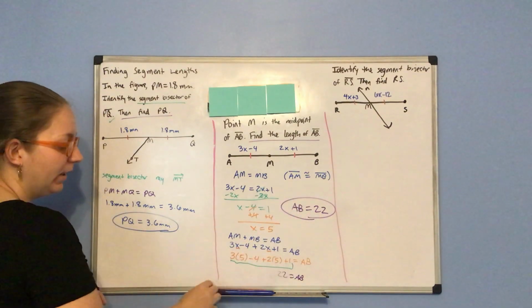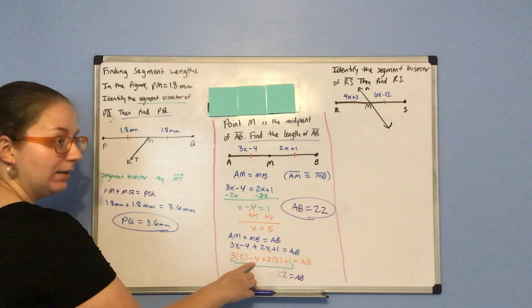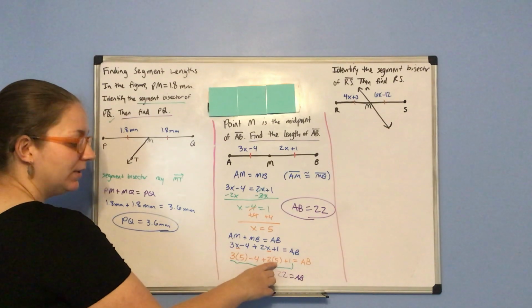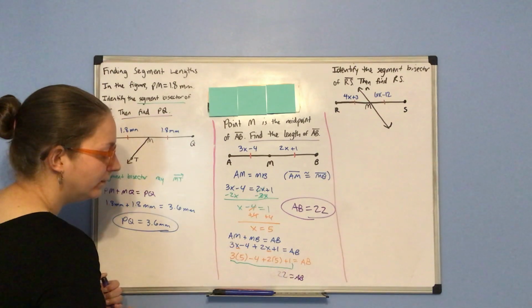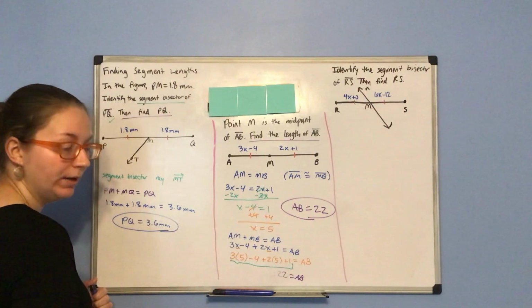Again, you could do this part by hand. You would have 15 when you multiply here, minus 4 is 11, plus 2 times 5 is 10, and then plus 1. If you do all that, you'll get 22 that way too.